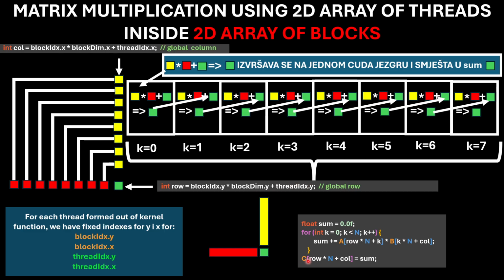And to store that element C, the rule of multiplication and forming the resulting element is given here. And for each thread formed out of the kernel function, we have fixed indexes for y and x. And for each element, we use all these 4 elements in the rows and columns definition to pick up that specific element and pick up that specific row and that specific column from the entry matrices A and B. So we can go through this.